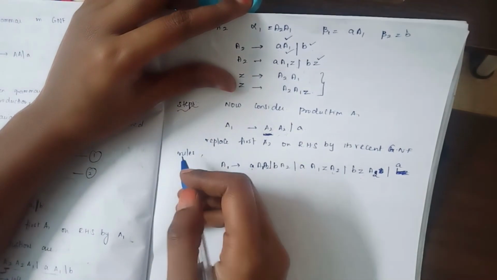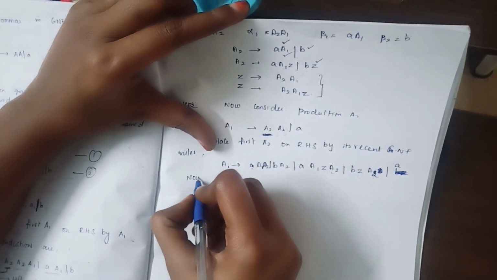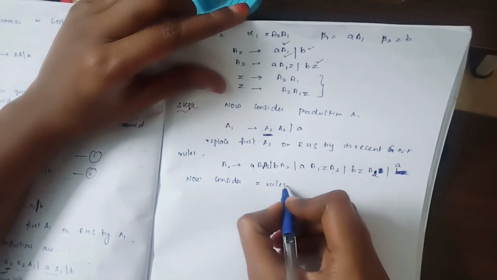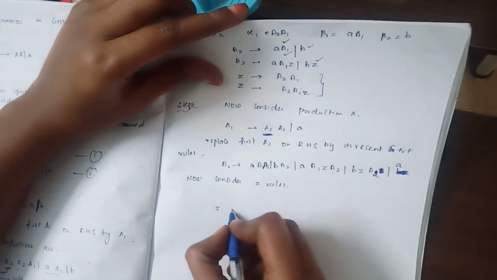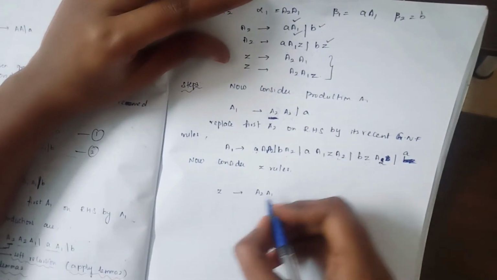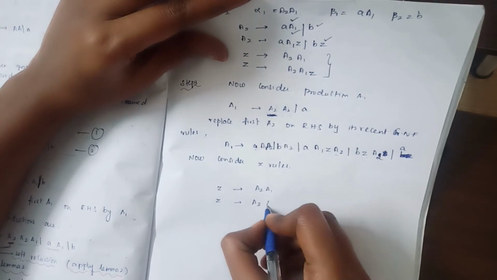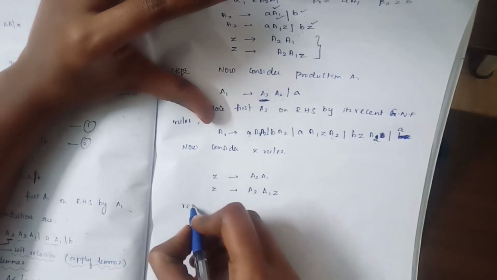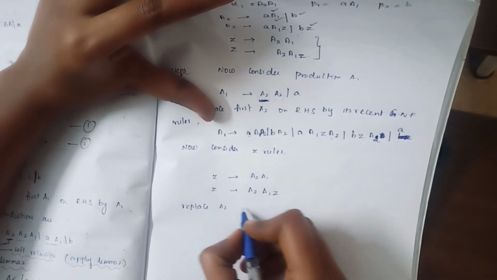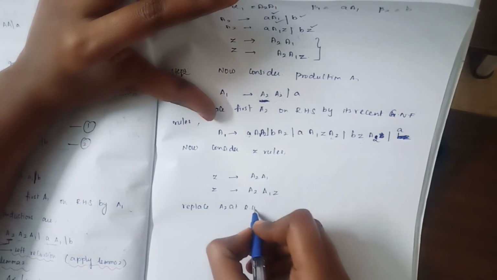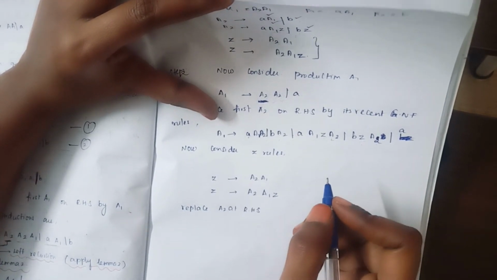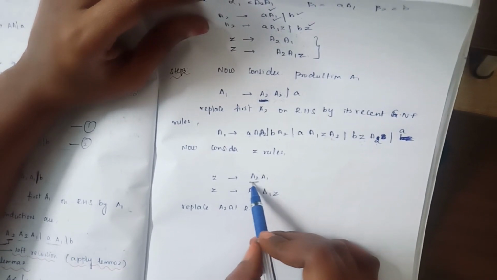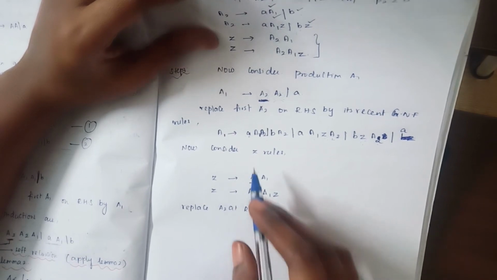So after that, we have this. Now consider the Z rule, right? So for the Z rules, we have this, right? Z tends to A2 A1, and Z tends to A2 A1 Z. So we'll have these two rules. So replace A2 at the RHS. So for this, we have to apply A2, right? And so what is A2 now?